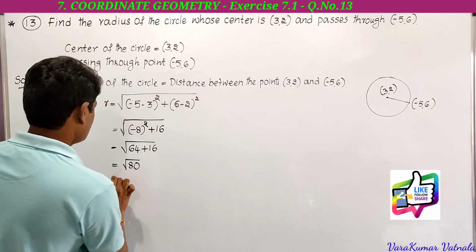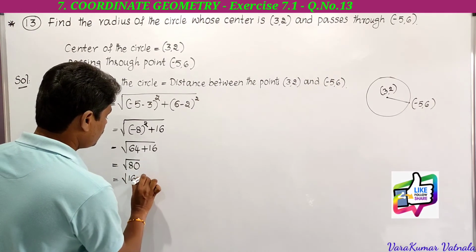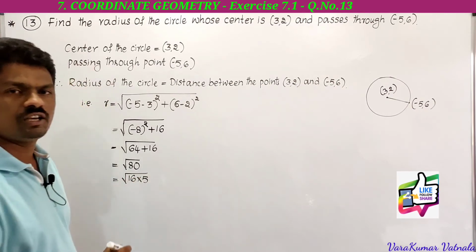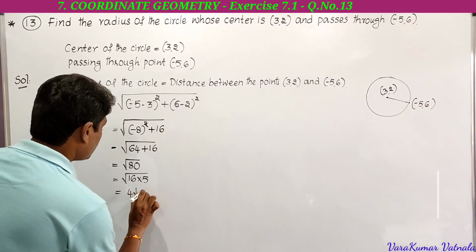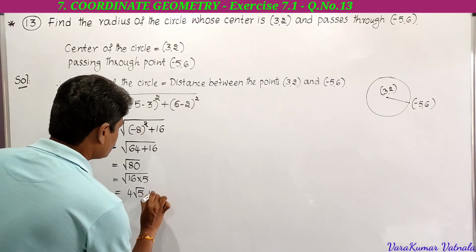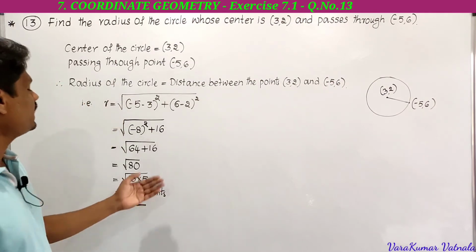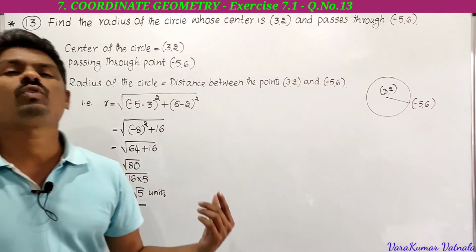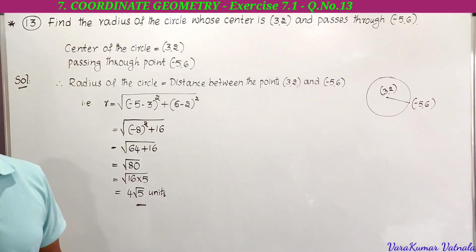Square root 80 can be written as square root of 16 into 5. 80 can be written as 16 into 5. Square root 16 is 4, and root 5. So 4 root 5 units. This is the radius of the circle. So the radius of the circle is 4 root 5 units. So this is the 13th problem in Exercise 7.1.